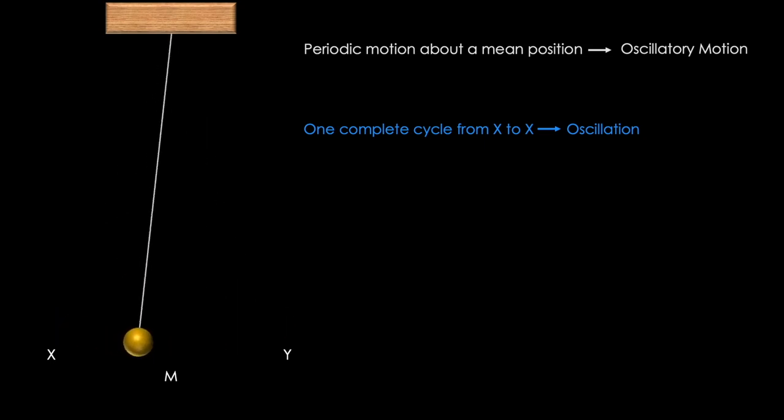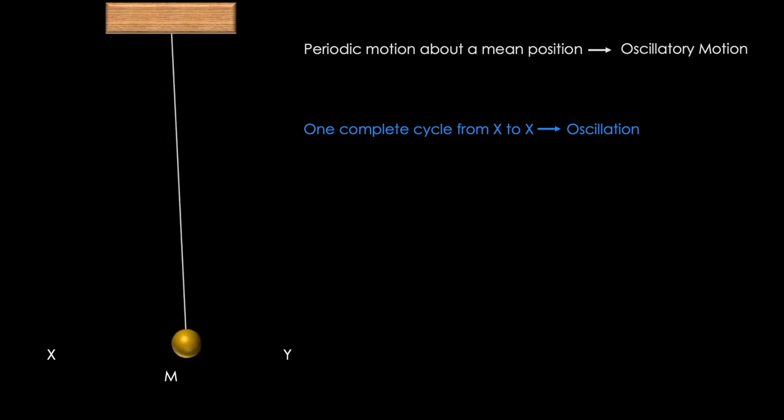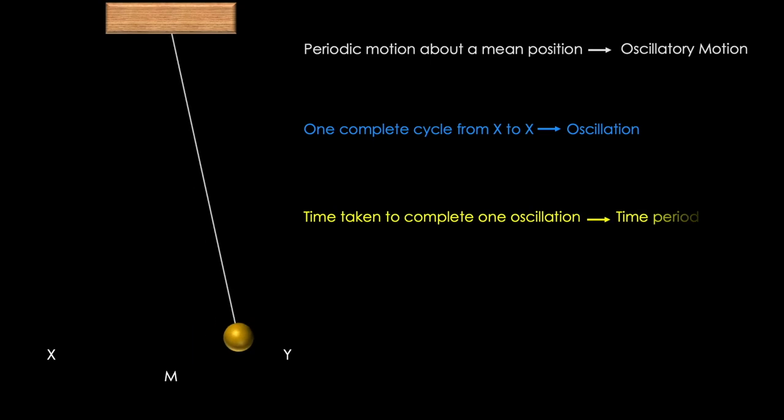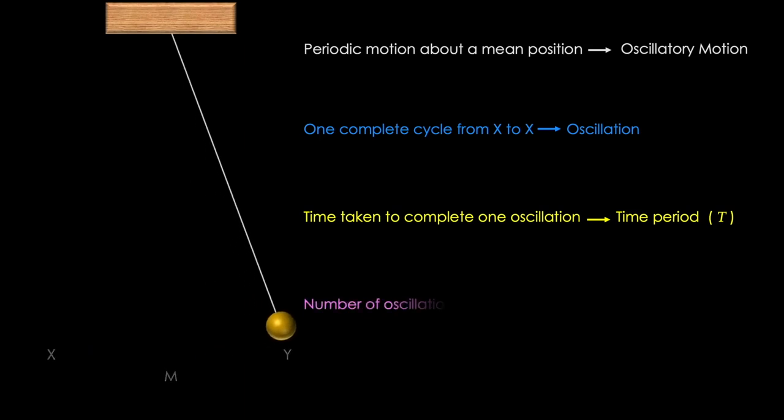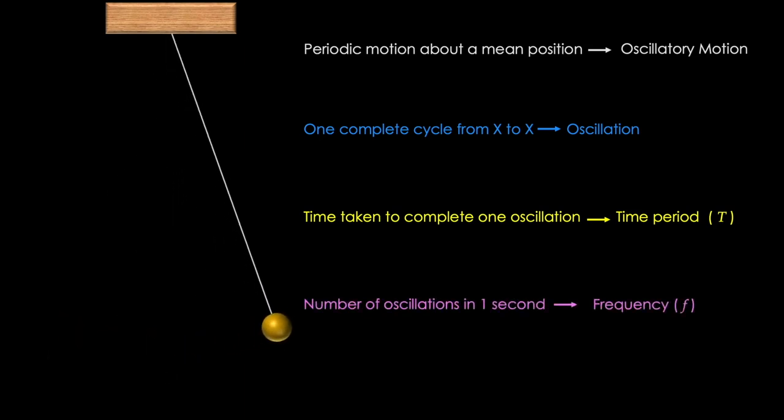Now, the amount of time that the pendulum bob takes to complete one full oscillation is called its time period. So in this case, the time period would be the amount of time that the bob takes to go from x to y and back to x. And the number of oscillations that the pendulum completes in 1 second is called the frequency of the pendulum.